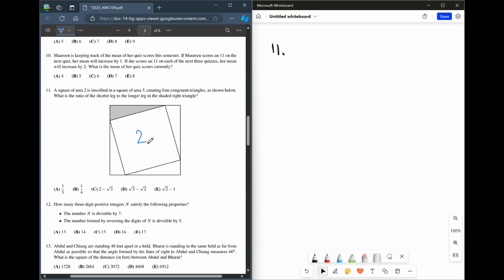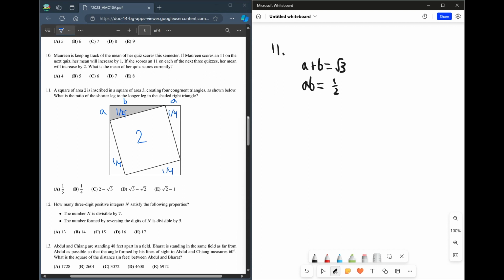So this has area 2. This bigger thing has area 3, so each of these triangles has area 1/4. So 1/4, 1/4, and 1/4. So this is A and this is B. Then A plus B is equal to square root 3 because that's the side length of the larger one. And then AB is equal to 1/4 times 2, which is 1/2.